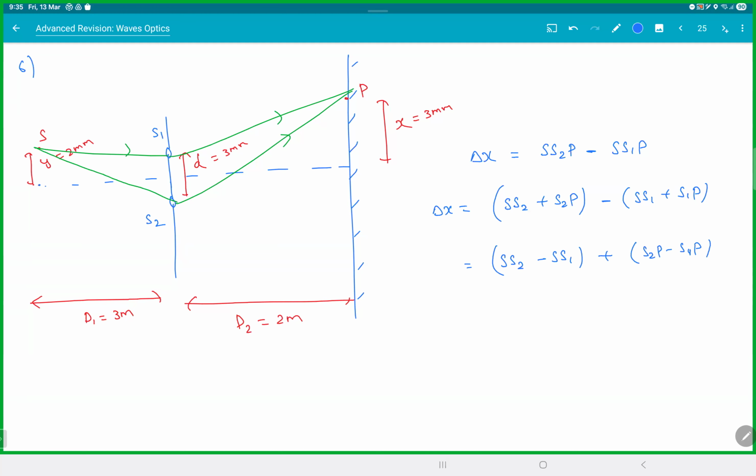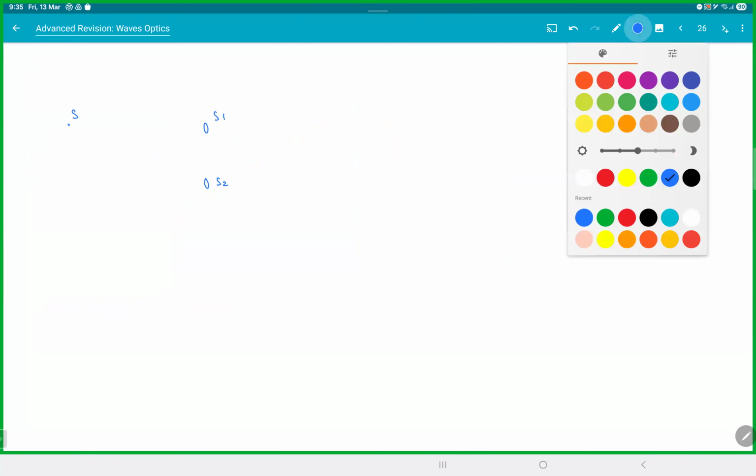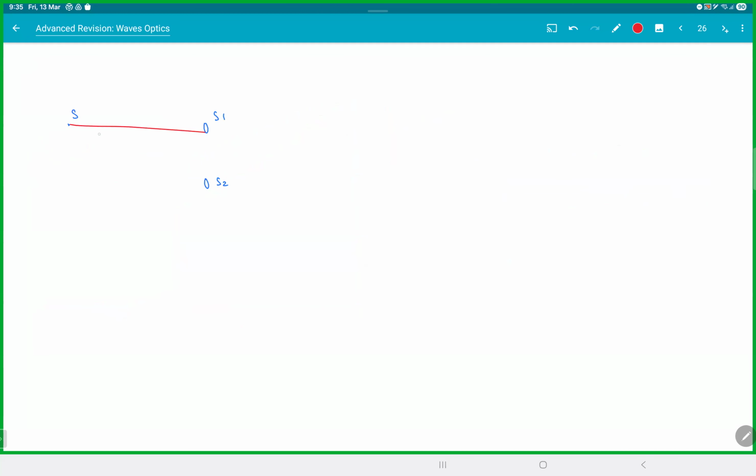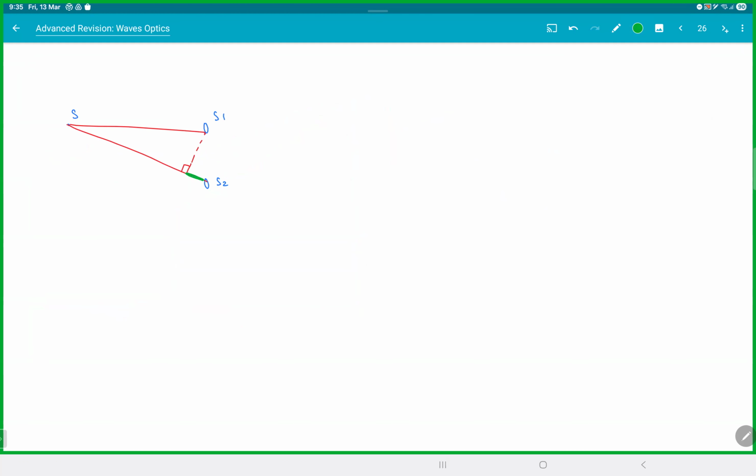Okay. Now, end of the day, think of it like this. So this is S1, this is S2, this is the source. Can I still do the same approximation? So if I drop a perpendicular like this, this is your extra path difference, isn't it? And if you take this angle to be theta, this angle to be theta, so this extra path difference will be how much? D sin theta.